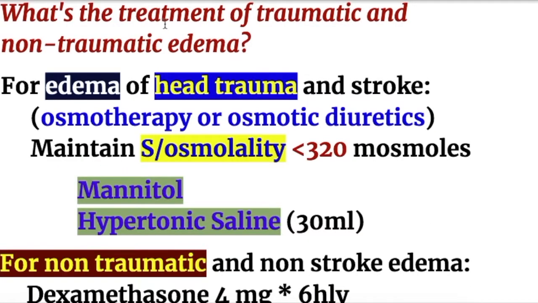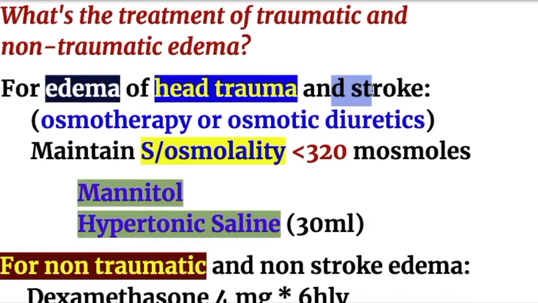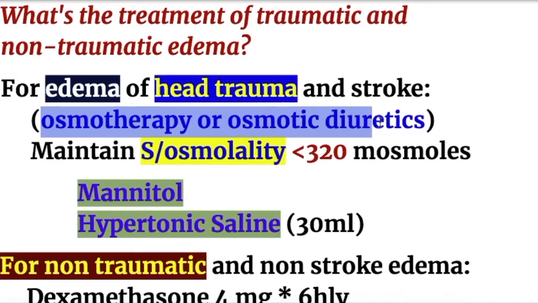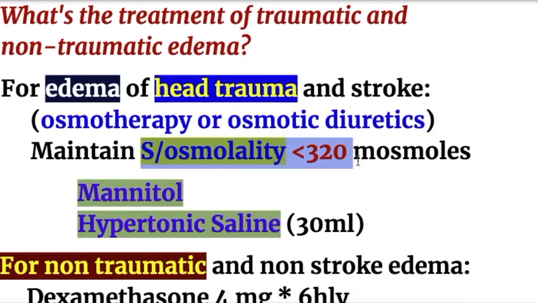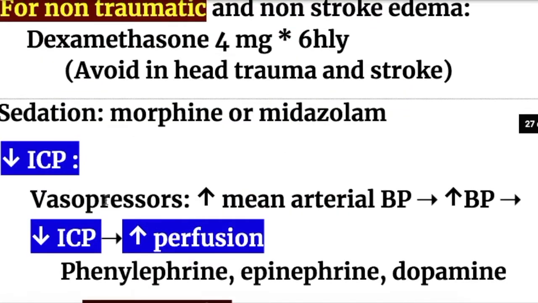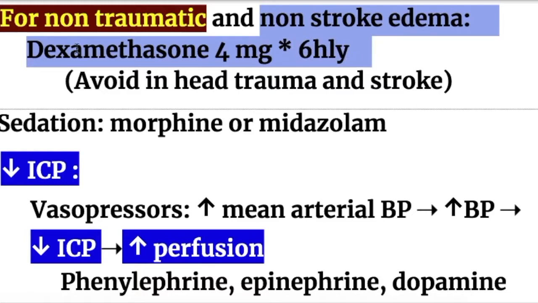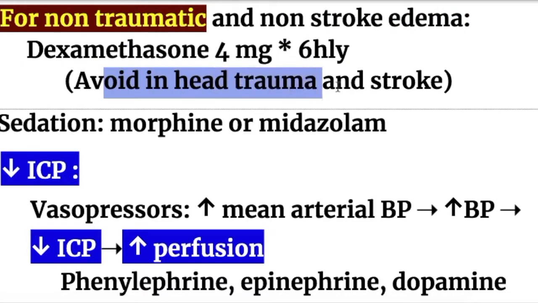Now what's the treatment of traumatic and non-traumatic edema? For edema of head trauma and stroke, the treatment is osmotherapy or osmotic diuretics, to maintain the serum osmolality at less than 320 milliosmoles. The drugs used are mannitol and hypertonic saline 30 ml. For non-traumatic and non-stroke edema, dexamethasone 4 mg 6 hourly is given. Glucocorticoids are avoided in head trauma and stroke.